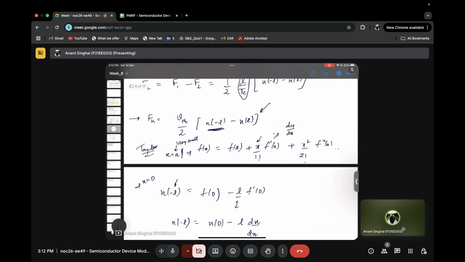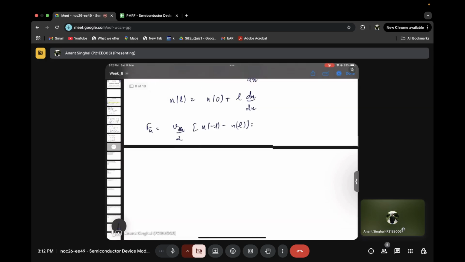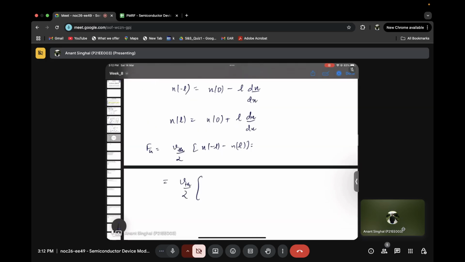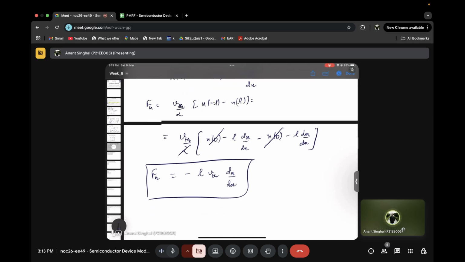Okay, so if not, now we'll calculate the flow of electron, which is Fn, that is basically equal to Vth by 2 times n at minus L minus n at L. So the total flow of electron is Vth by 2 times n at minus L minus n at L. And we have just calculated the values of n at minus L and n at L. So just replacing these values, it will be Vth by 2 times n0 minus L dn over dx, then minus n0 plus L dn over dx. So the n0 terms will get cancelled, then the 2 will get cancelled also, and it will come out to be minus L Vth dn over dx. So this is what we have established as the flow of electron.